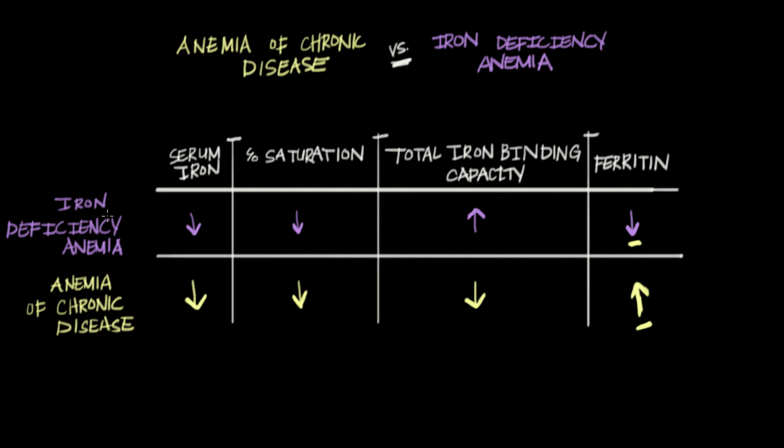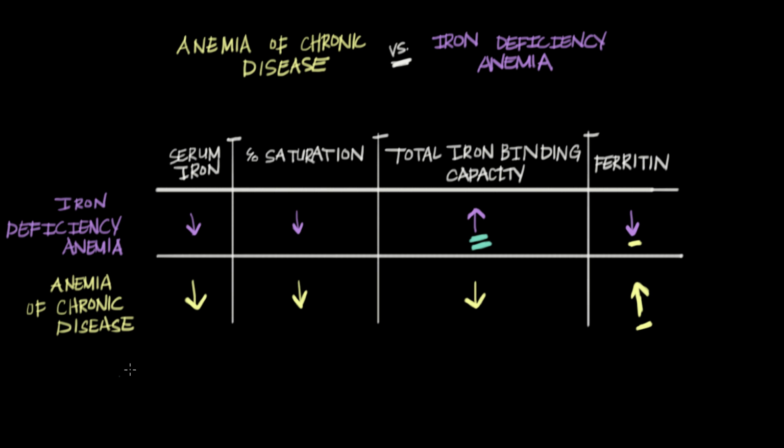Now, also, another difference between these two diseases is that in iron deficiency anemia, the body is doing its absolute best to increase the amount of iron available in the serum. And you see that with the total iron binding capacity. It increases the production of transferrin. It does its best to try to bring more iron into the body and into the blood.